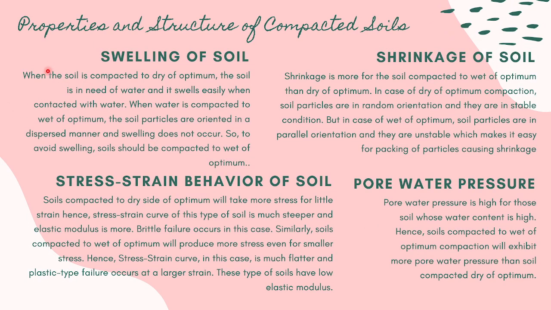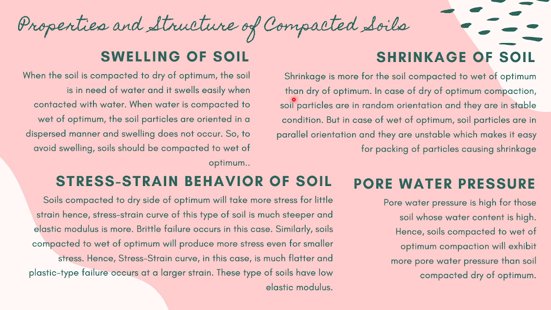Another is the swelling of soil. When the soil is compacted to dry of optimum, the soil is in need of water, and it will swell easily when contacted with water. Unlike when the soil is compacted to wet of optimum, the soil particles are oriented in a dispersed manner and swelling will not occur. So, to avoid swelling, the soil should be compacted to wet of optimum.